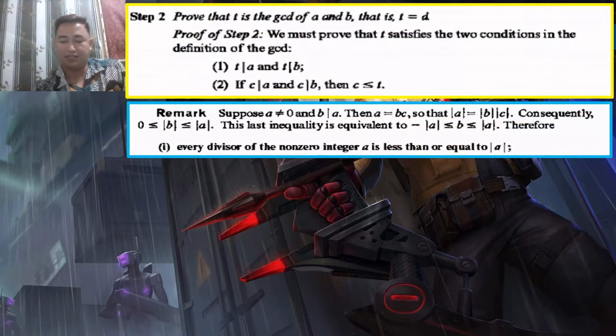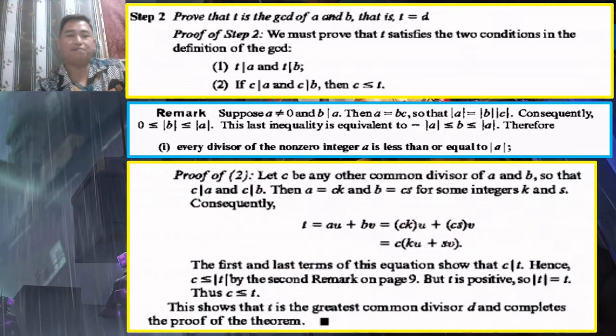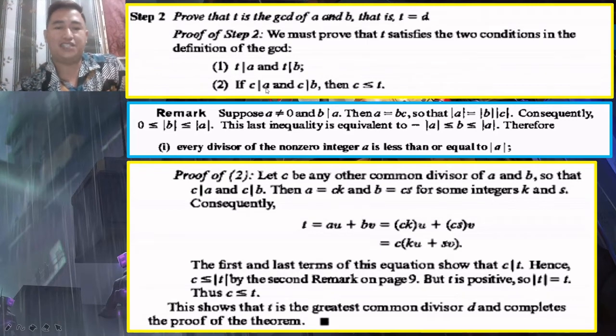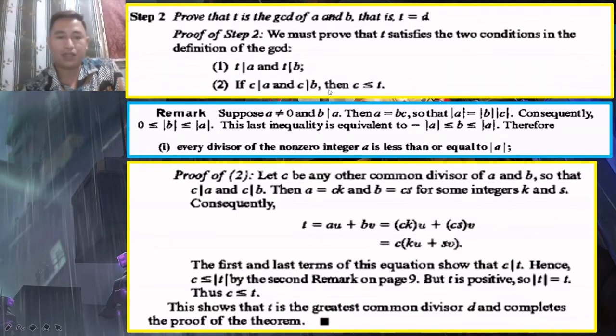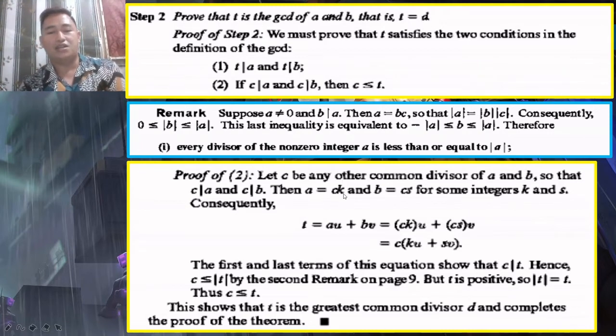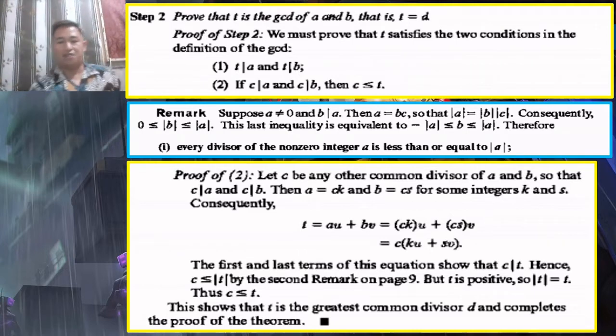Now we want to prove part 2, using the remark. We have from part 1 that T divides A and T divides B. Proof of 2: if C divides A and C divides B, then C is less than or equal to T. Let C be any other common divisor of A and B, so that C divides A and C divides B. Then A is equal to C times something, CK, and B is equal to CS, since C divides B, for some integers K and S.